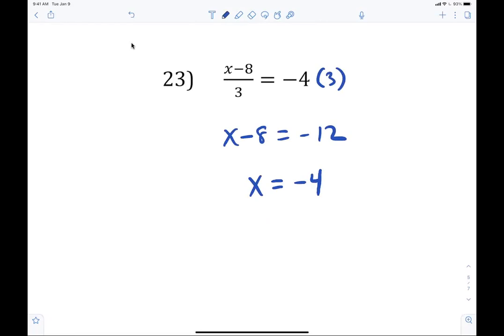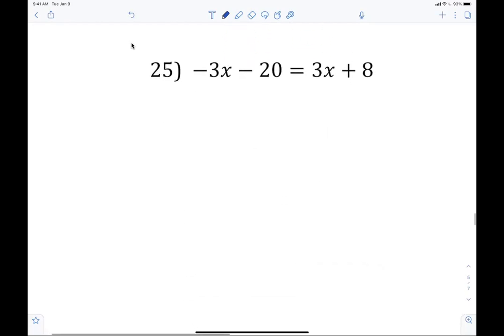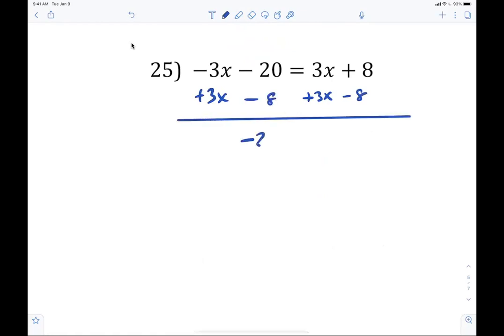Do you see your mistake? Yeah. Okay, here we go. Number 25. I'm adding 3x. Subtracting 8. Negative 28 equals 6x. Dividing by 6, x equals, can that be reduced? What does that reduce to? 14 over 3. Remember, they're both divisible by 2.